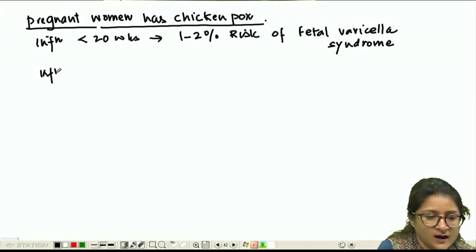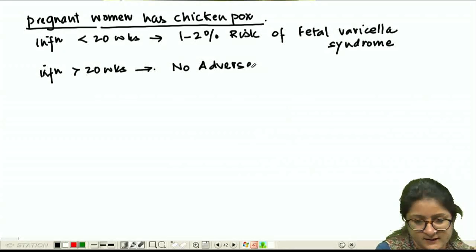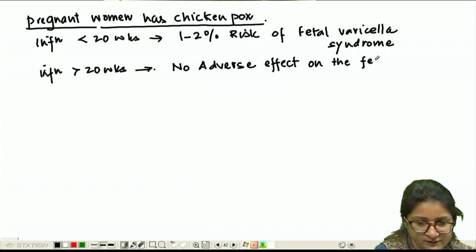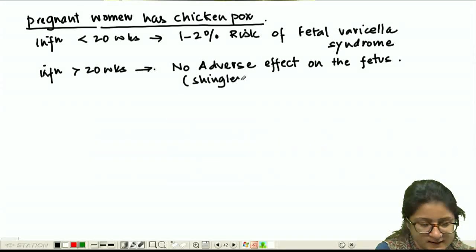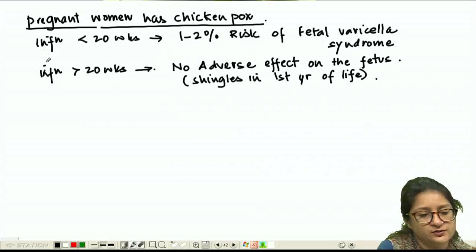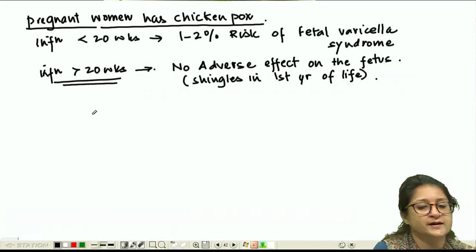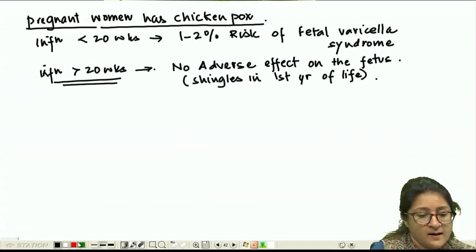But if the infection occurs at a gestational age of more than 20 weeks, there is no adverse effect on the fetus in terms of the varicella syndrome. Only the infant can have shingles in the first few years of life. That is all that can happen to the newborn. So infection beyond 20 weeks usually does not have any congenital anomaly effect on the fetus.